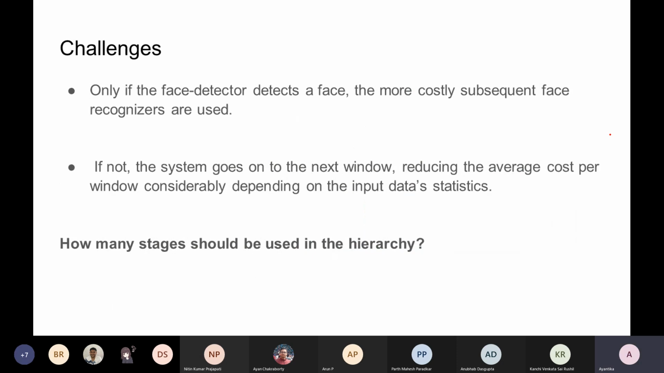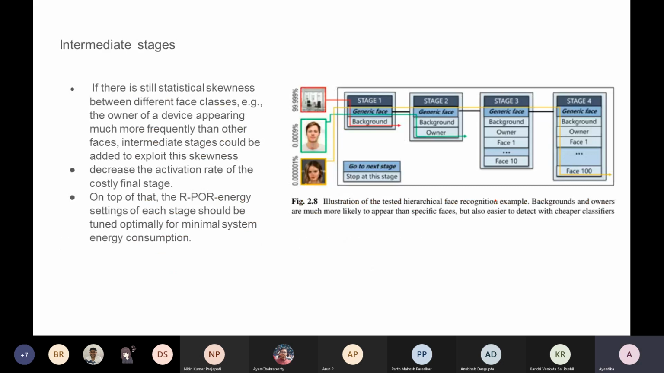Okay, so then we have answered how many stages should be used in the hierarchy. For that, they have again used the input data statistics, and based on that they get the idea of how the number of stages may change. The choice may change based on the input data statistics we are using.